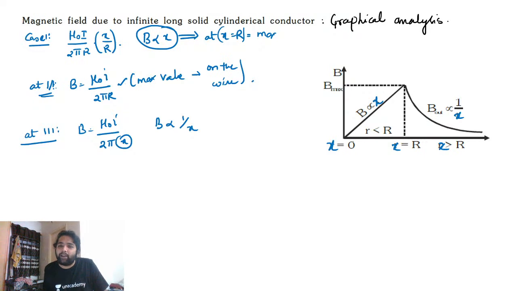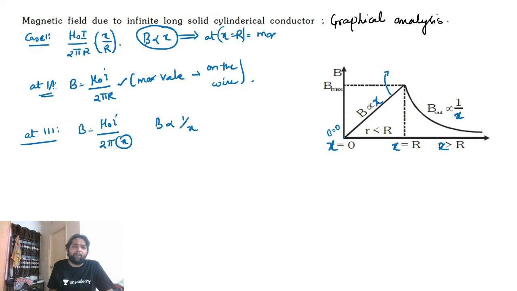So the point is that at this particular point at 0, now field at 0, if you substitute x as 0, what is the value of field you're getting? The field here will also be equal to 0. And it is slowly increasing along the line with B proportional to x. What is the slope of this line? Slope of this line will be equal to how much?